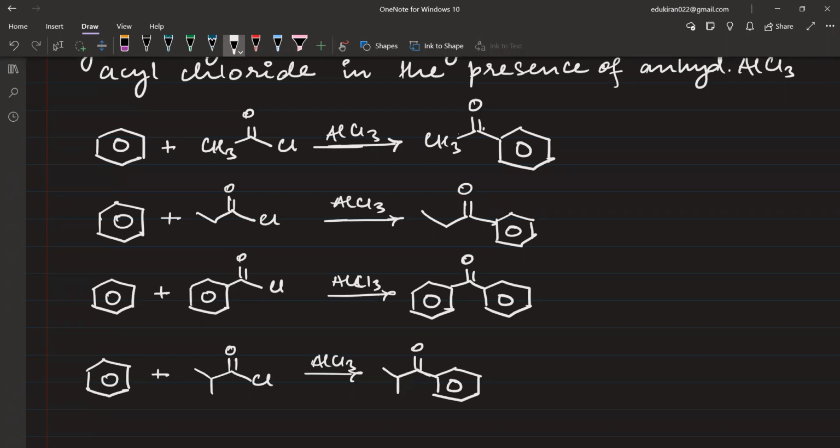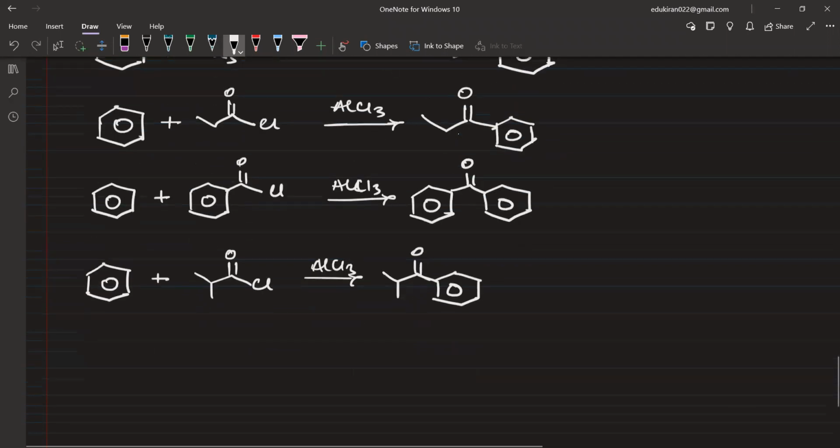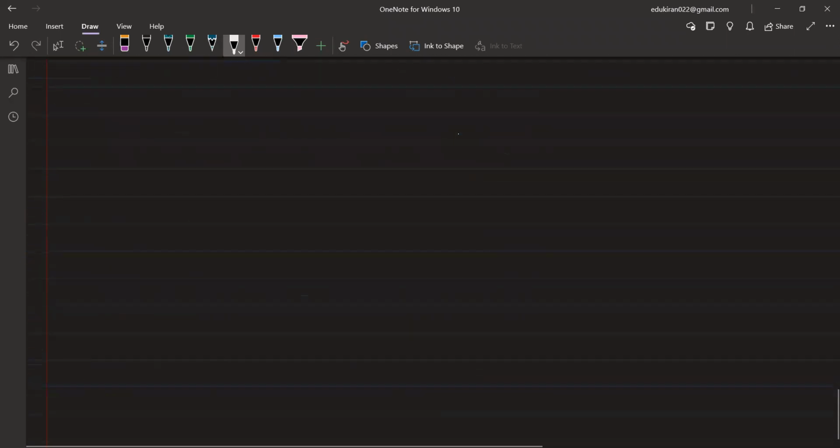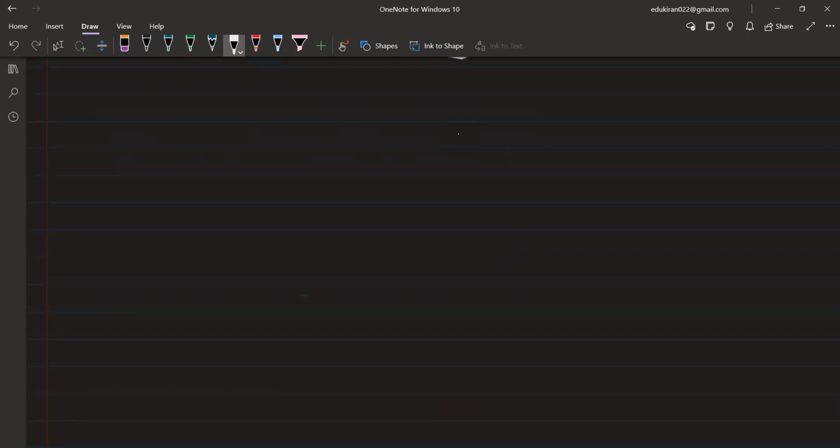Okay. Right. Next, the methods of preparation are complete for both aldehydes and ketones: aldehydes only, ketones only. Next, we have the physical properties of aldehydes and ketones.